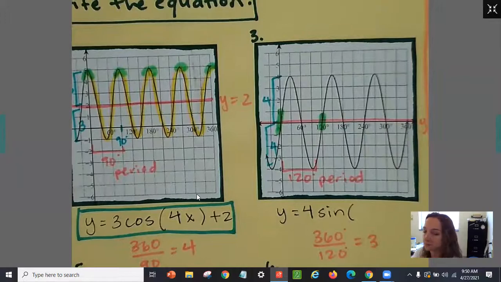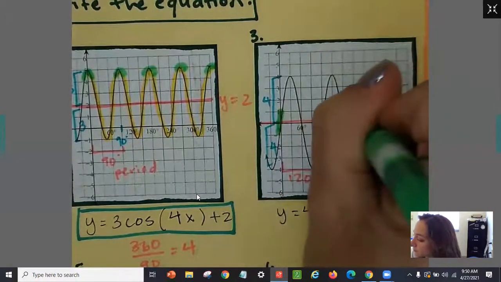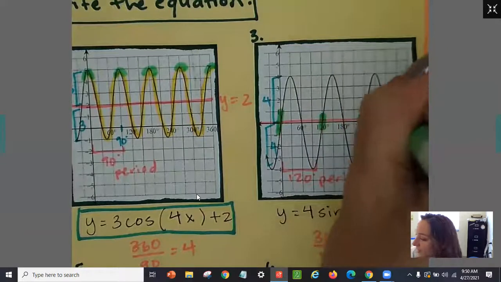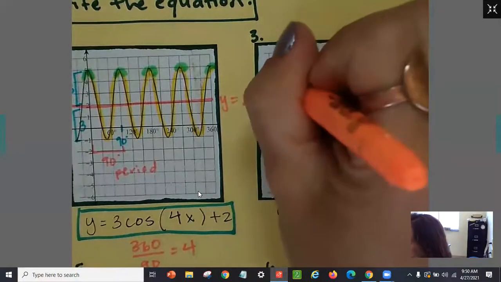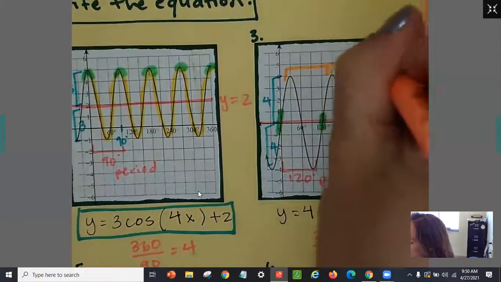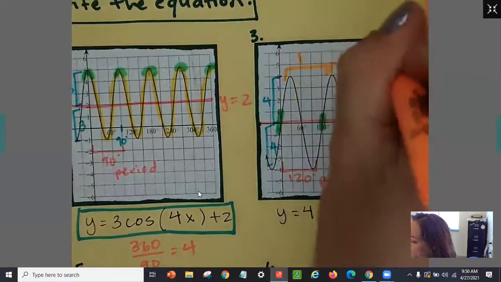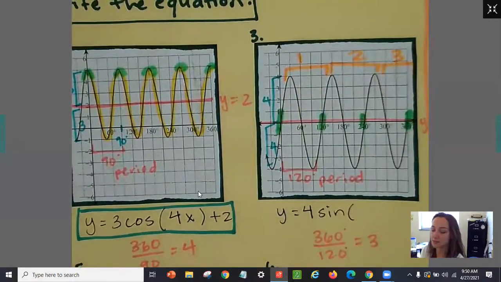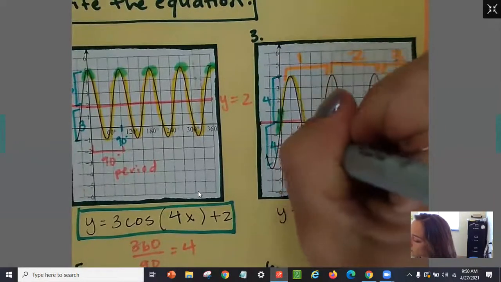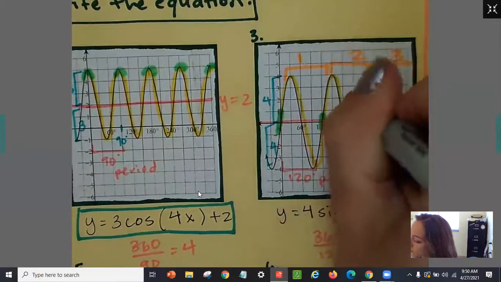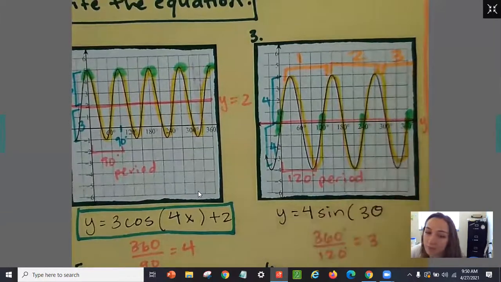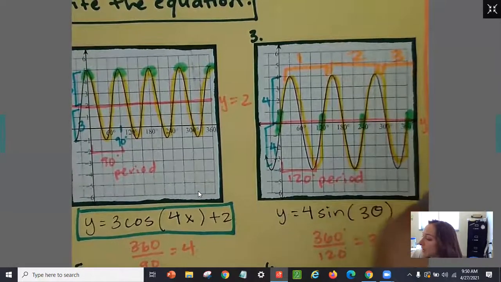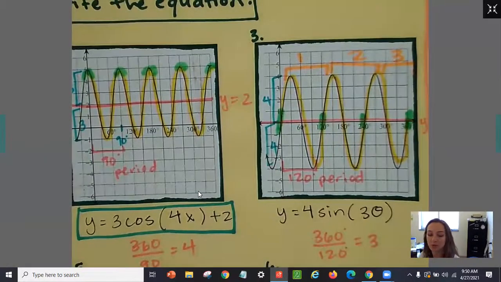All right, so let's look. 1, 2, and then 3. And I said 2 pi, but it's really 360 if you're looking at it here. So here is 1 wave, 2 waves, and 3 waves. And again, like I said, this is a whole wave. 1, 2, 3, like that. So there are 3 waves in 360 degrees, so we're going to write 3, and let's just write theta now, just because we can. And then we're going to add our midline, but since the midline is 0, we're not going to add anything.